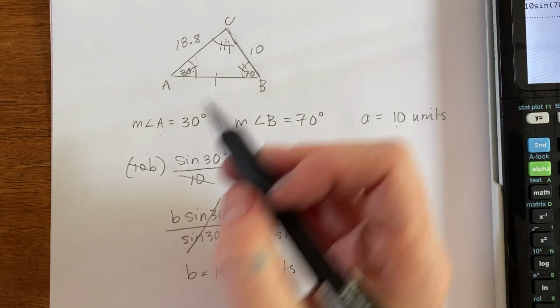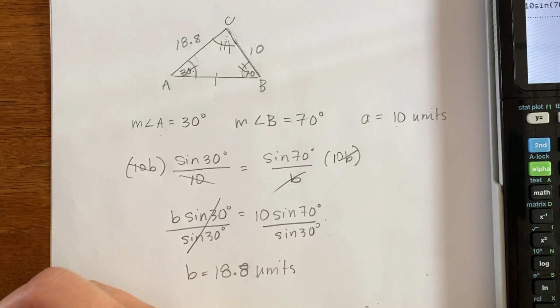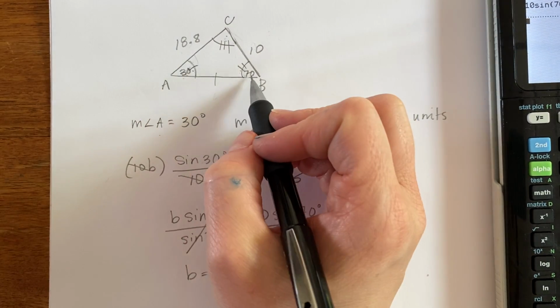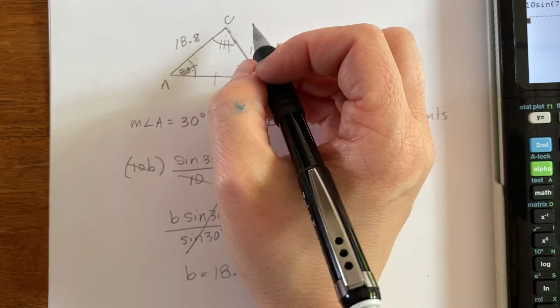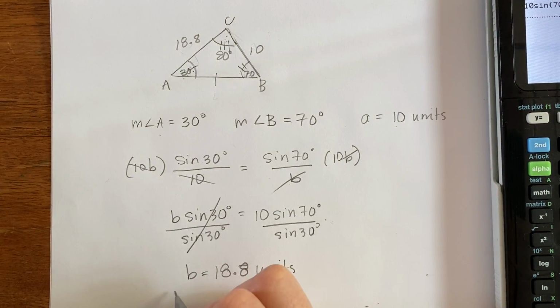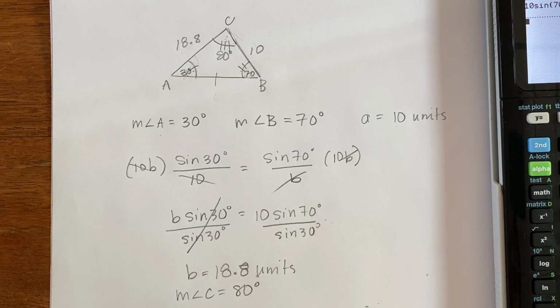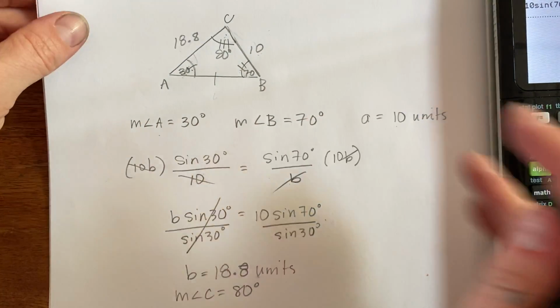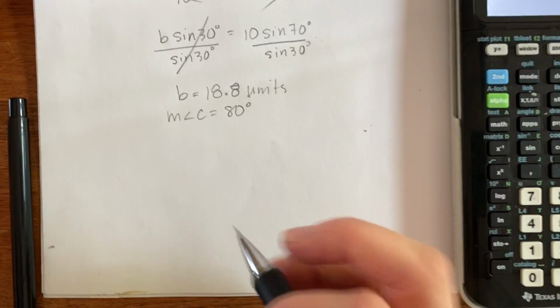Now let's find C. Now to find the measure of angle C, that's really easy. It's going to be 30 plus 70, 100. 180 minus 100, 80. So we know the measure of angle C. Measure of angle C equals 80 degrees. And then we just use the law of sines again. And I recommend using the information you're given so you're not working with rounded numbers.